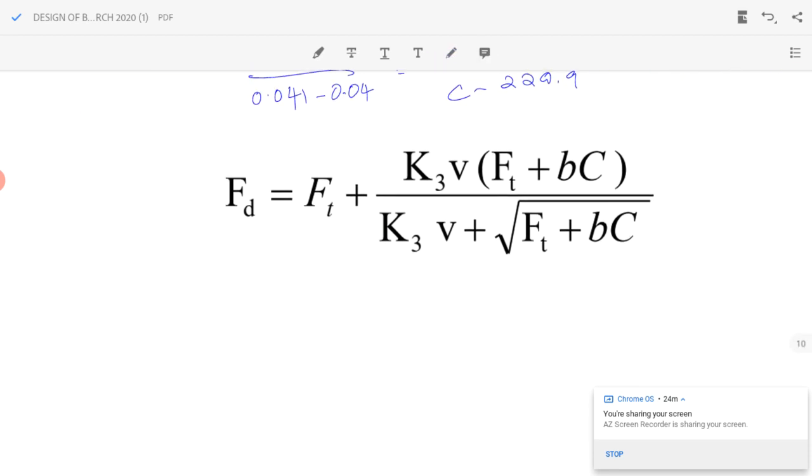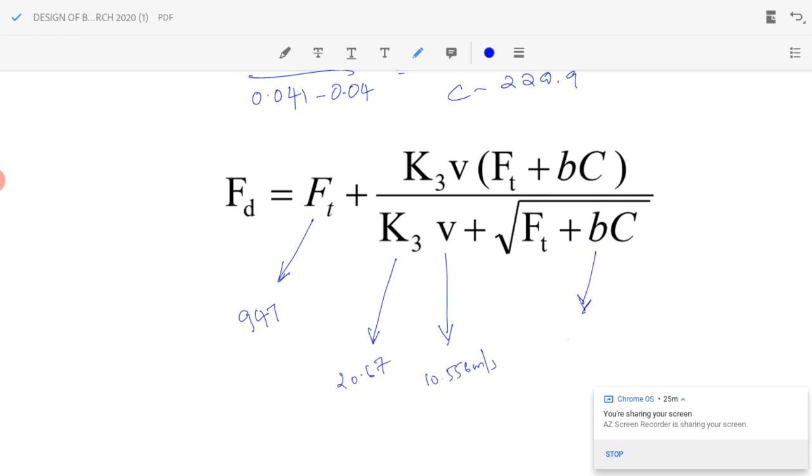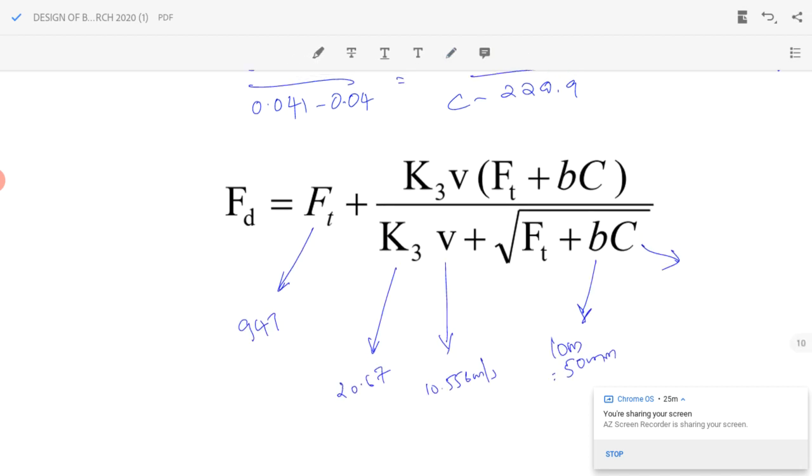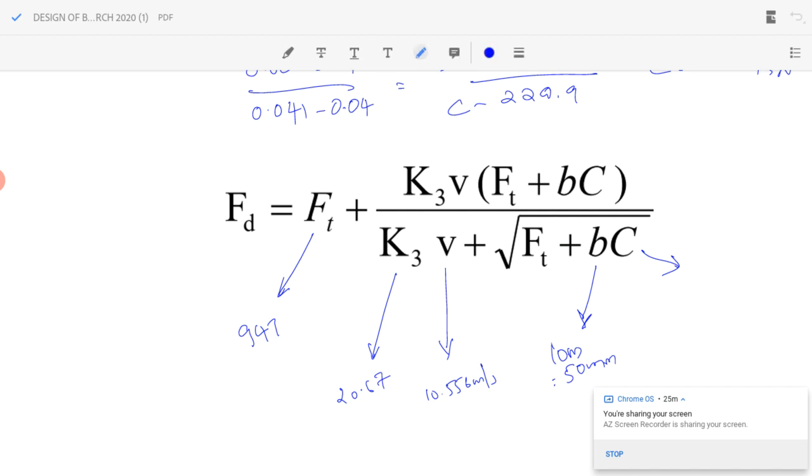Now we'll substitute all those values in this equation. So my value of FT equal to 947, K3 equal to 20.67, velocity equal to 10.556 meters per second. Then b equal to 10 m, module equal to 5 m, so our face width b equal to 50 mm, and C we have found that value equal to 226.42, that much newton per millimeter.